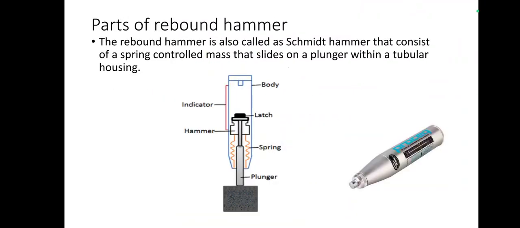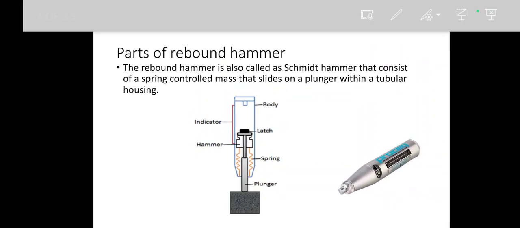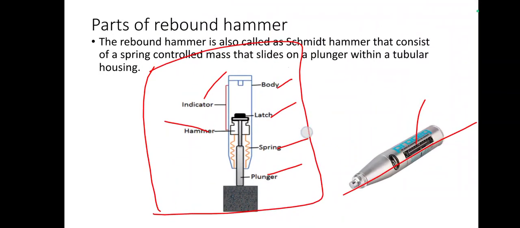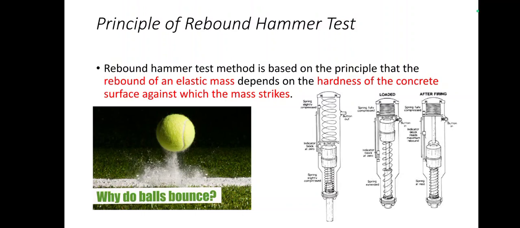Regarding the parts of the rebound hammer, this is a cross section of a rebound hammer. Here you can see a plunger, which is always somewhat protruded out of the machine. In the cross section we can find a spring, a hammer, a latch, the overall body, and an indicator, as visually seen here. So these are all the parts of the rebound hammer. Now we will see the working principle.